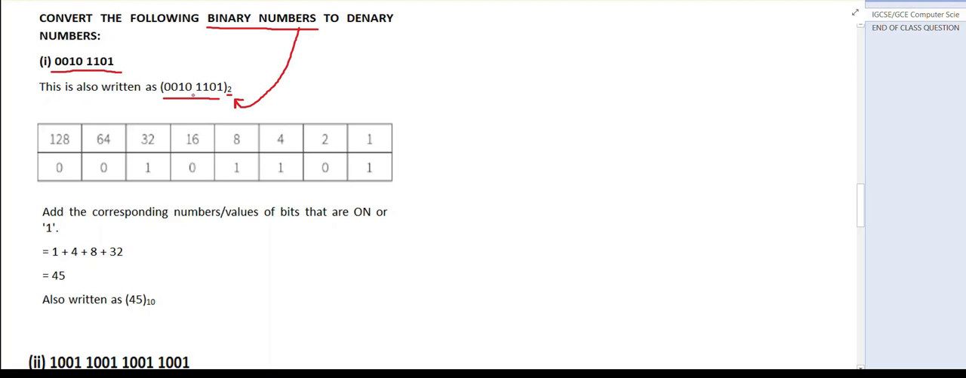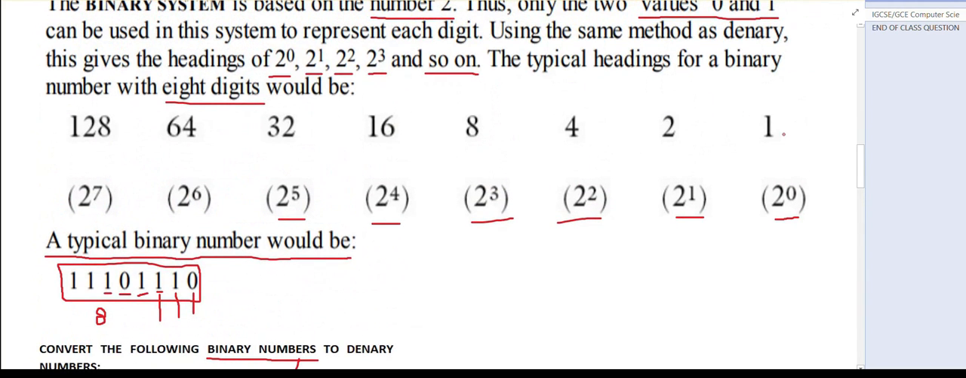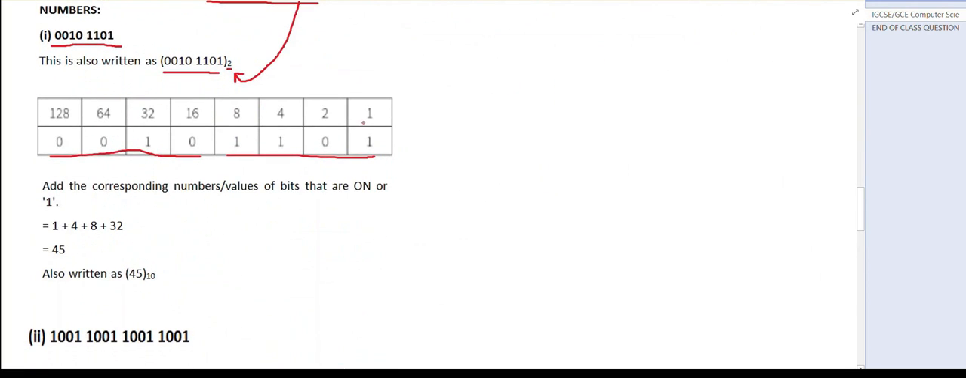Now, how to convert it into denary numbers? Write it as follows: 0010, 1101. Now, the headings, you have already understood the headings. Memorize them. These headings are powers of 2: 1, 2, 4, 8, 16, 32, 64, 128. Right? We'll use them like this. These are the headings.